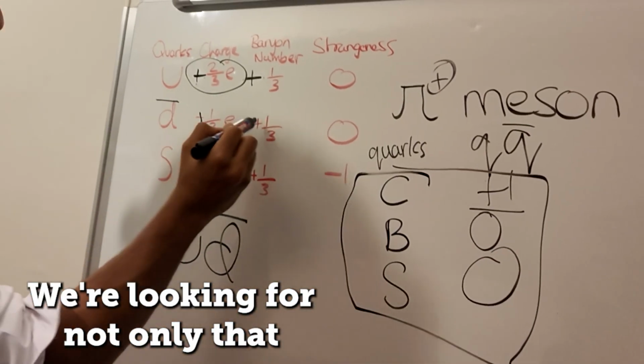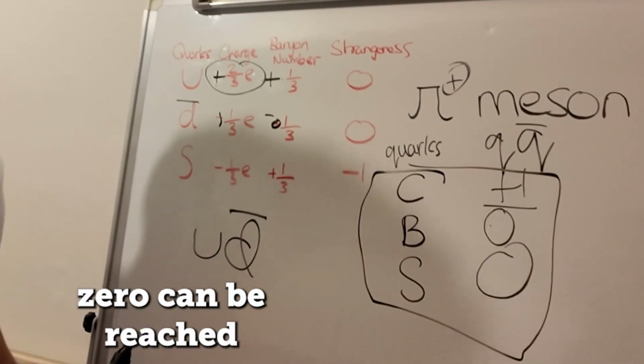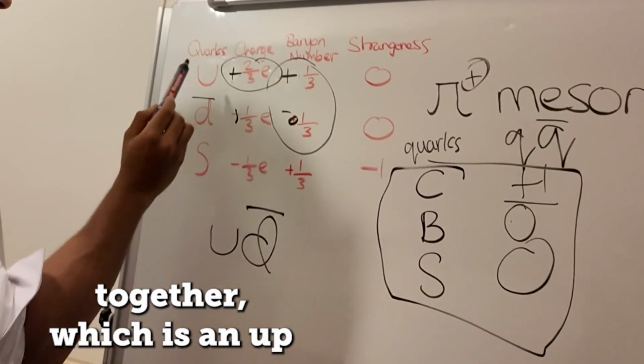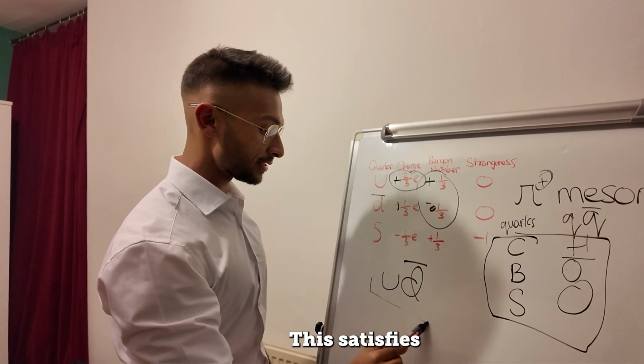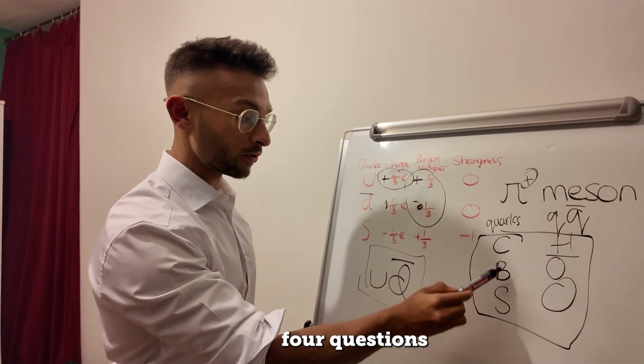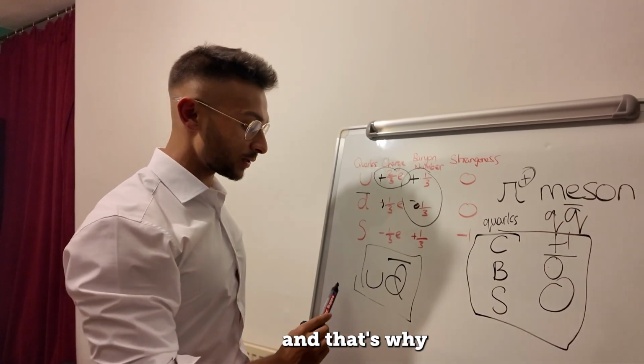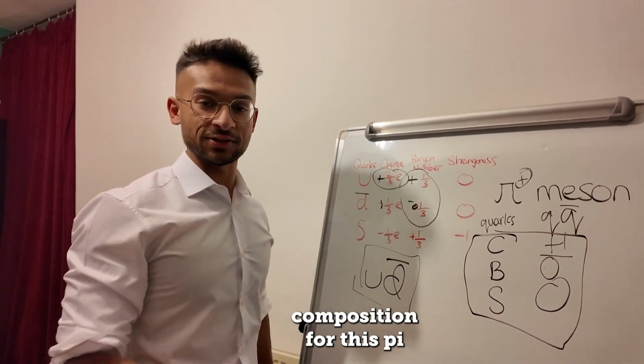Not only that, but a baryon number of 0 can be reached by adding these 2 together, which is an up and an anti-down quark. As well as this, the strangeness would be 0. This satisfies all the criteria of the 4 questions we asked ourselves at the start, and that's why this is the correct quark composition for this pi plus meson.